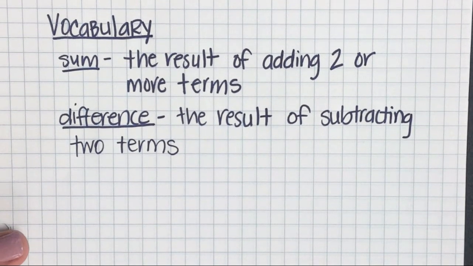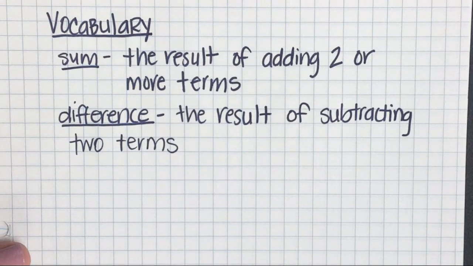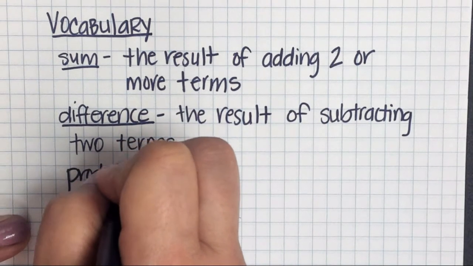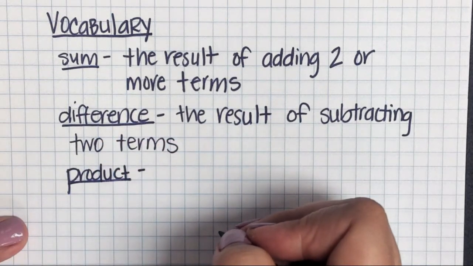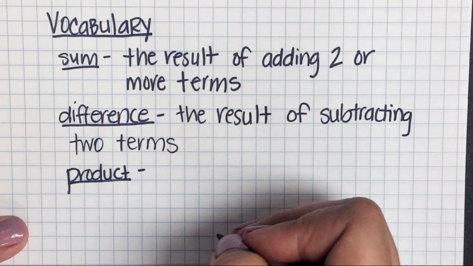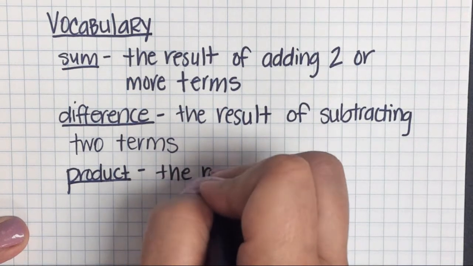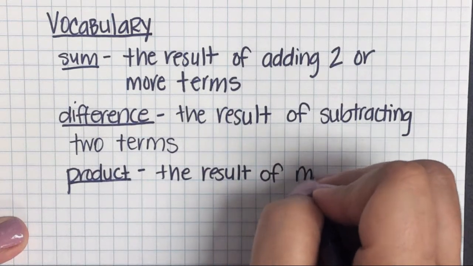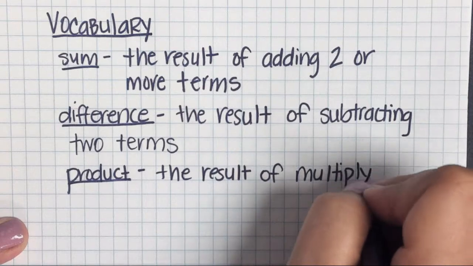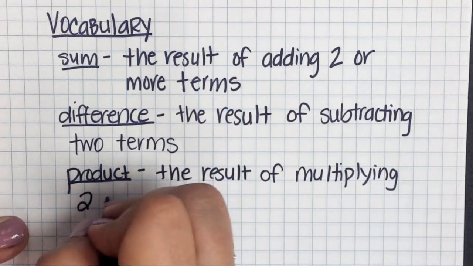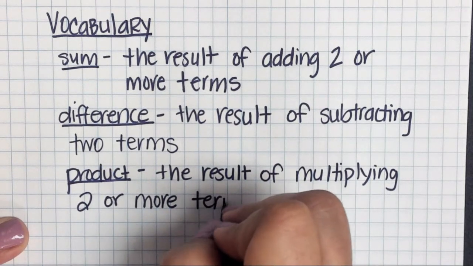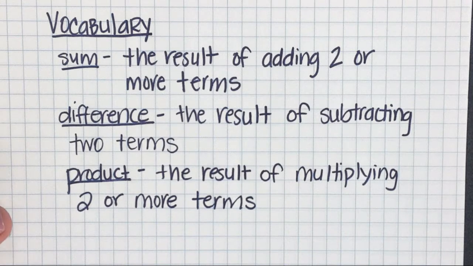What do you think we're going to next? Multiplication. You got it. So anybody want to take a guess what our next vocabulary word is, Sully? Product. What is a product? Anybody? You don't have to raise your hand. Just tell me. What's product? The answer is multiplication. You got it. So product we're going to say is the result, which we also know means answer, of multiplying 2 or more, because we can multiply more than 2 at a time. Okay, 2 or more terms.